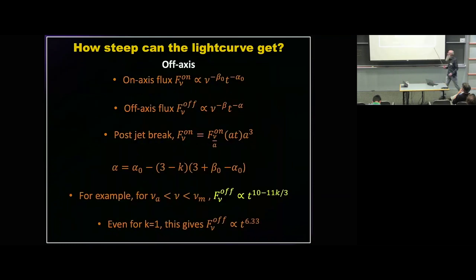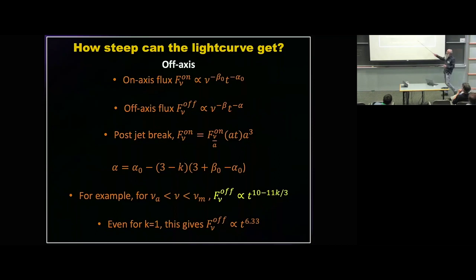However, if you're off-axis, the situation is different. So imagine, again, this on-axis flux has some spectral dependence and temporal dependence, and now you want to calculate what it looks like in terms of the off-axis flux. You can use the same formula that I showed you before, converting the Doppler factors from the off-axis to on-axis emission, and you get essentially this relation for the temporal index of the off-axis flux relative to the temporal and spectral indices of the on-axis flux.